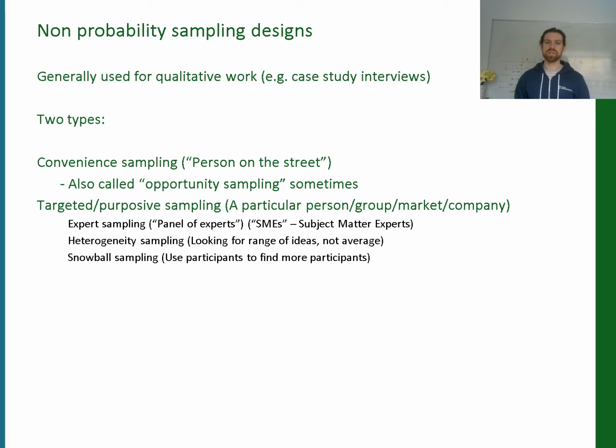So non-probability sampling designs, as I've already said, this could be qualitative work, it could be case study interviews. How do you actually obtain the sample for that based on non-probability approaches? Well, you could do convenience sampling. So here it's person on the street. Maybe you want to survey people in the town centre.